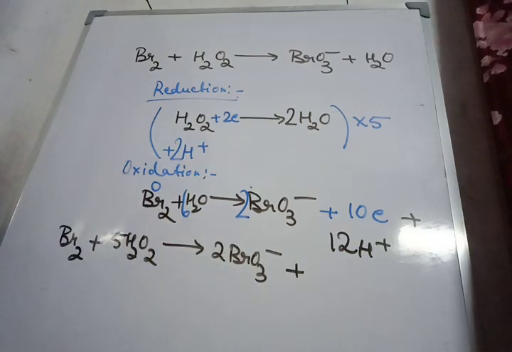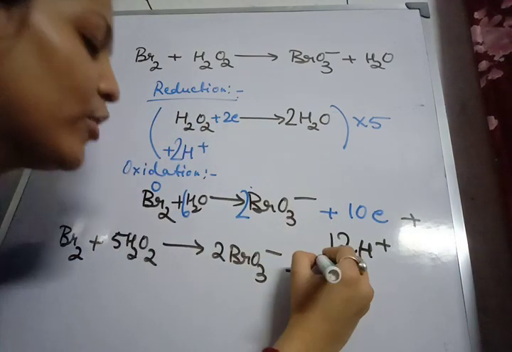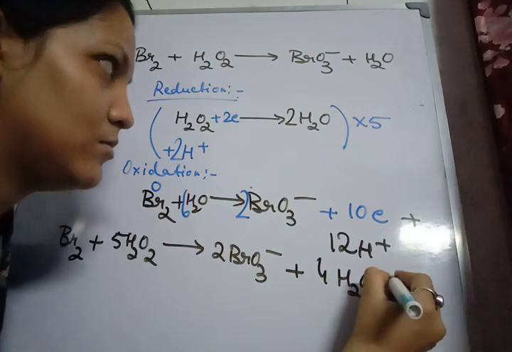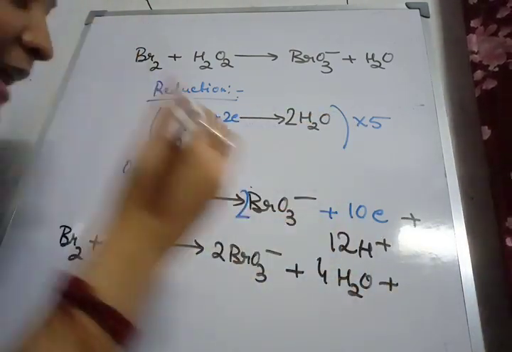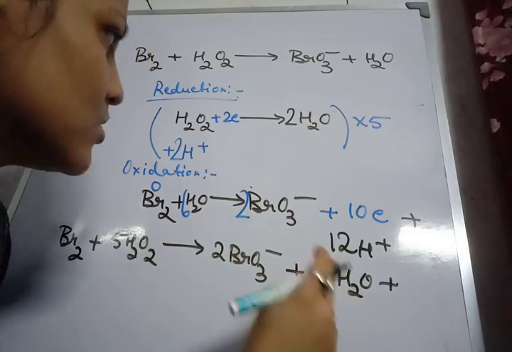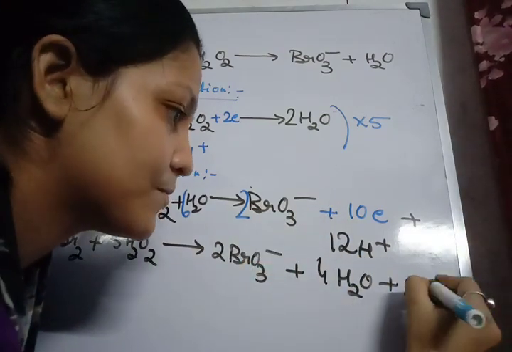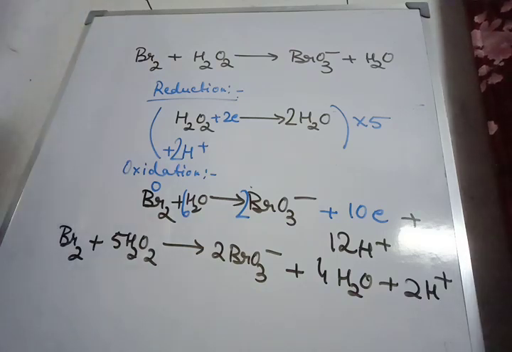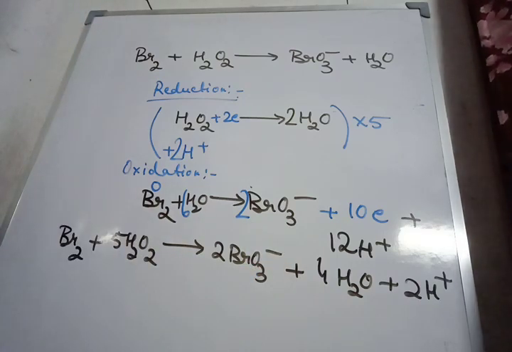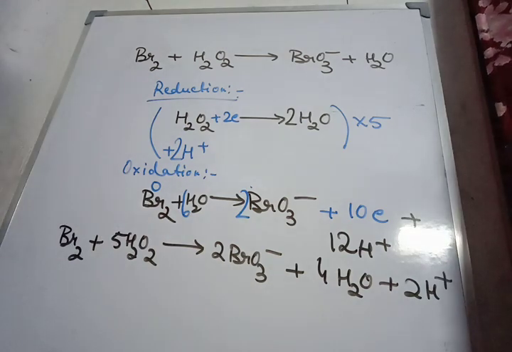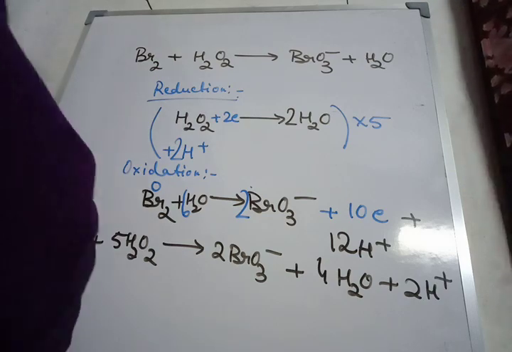Water molecule is how much? 4H2O. 10 minus 4, and your hydrogen will be 12 minus 10, 2H positive. So left hand side charge is equal to the right hand side charge. Yes, the equation is balanced. This is the overall balanced equation.